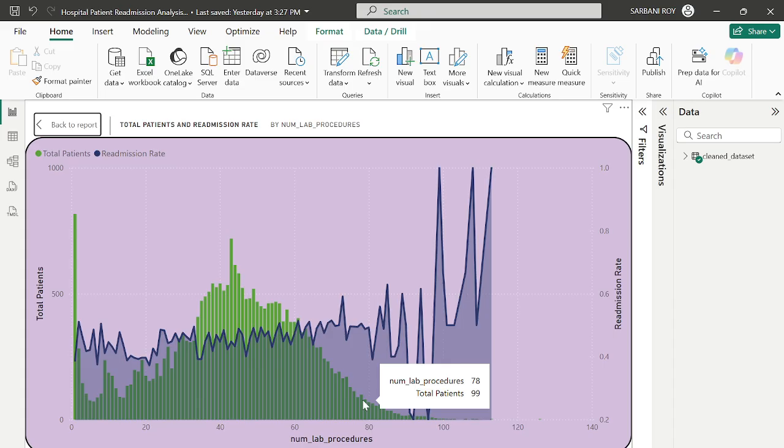From this chart, we summarize that most patients had 40 to 60 lab procedures. The readmission rate was stable around 30 to 50% in most ranges, and when lab procedures exceeded 100, the readmission rate hits 100%. This shows that high lab procedure counts reflect critical illness. Hospitals can use the lab count as a red flag for targeted follow-ups.